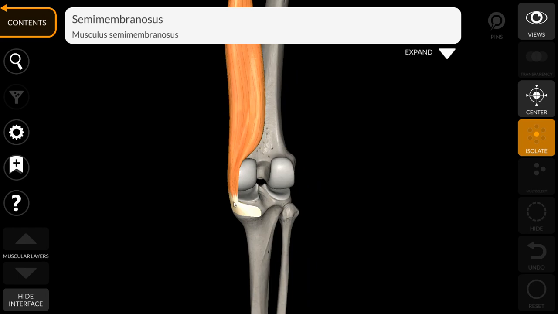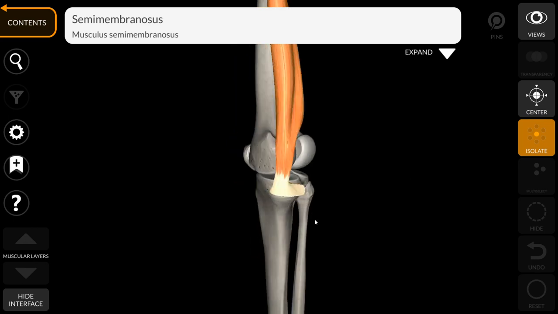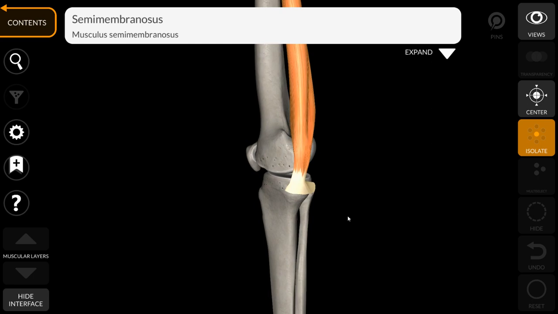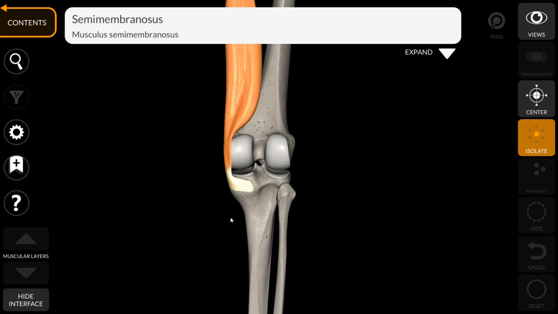So meaning that the semimembranosus attached at which part? Anterior or posterior of your medial condyle? Yes, class. Posterior. Absolutely, class. This is the posterior surface of the medial condyle of the tibia. Understood? Posterior surface of the medial condyle of the tibia.